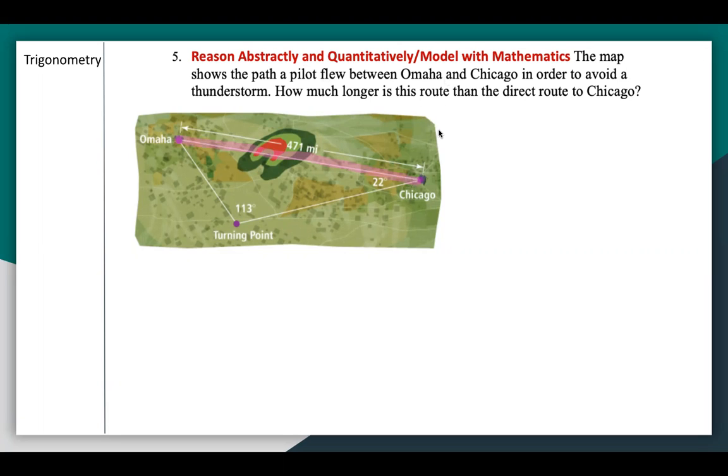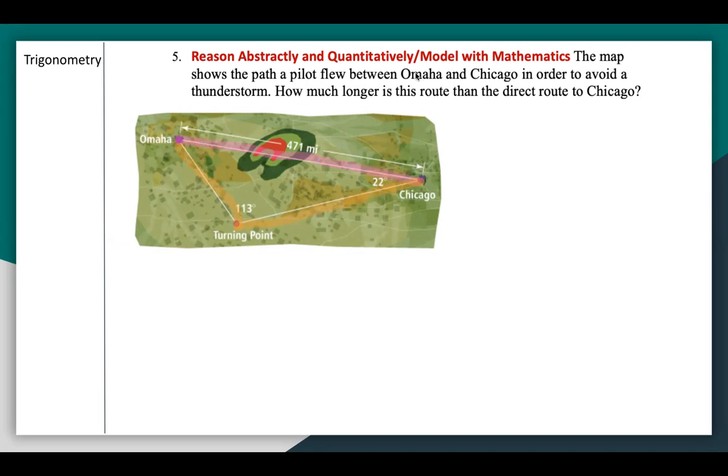But instead, a pilot had to go from Chicago to this turning point, wherever this is, and then from this turning point to Omaha. So our goal here is to figure out this length from Chicago to the turning point, and figure out this length from the turning point to Omaha. Once we do that, we will add together those two side lengths because that's the total distance the plane flew. And we have to compare that with the 471 miles, how long it took the plane from Omaha to Chicago.